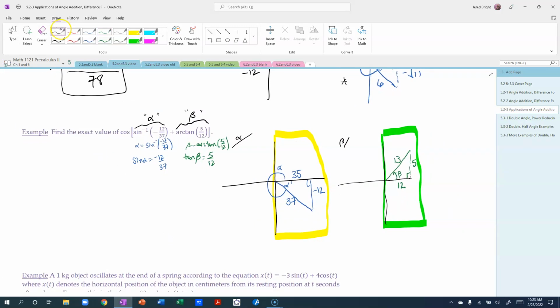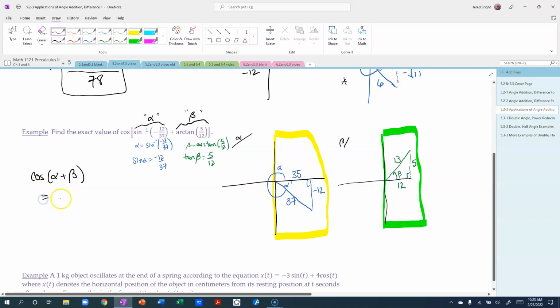So what I'm going to say is that cosine of alpha plus beta, where alpha is the sine inverse and beta is arctangent, would be, according to the angle addition formula, cosine alpha cosine beta minus sine alpha sine beta. So now I just run through and substitute information in. Cosine of alpha, 35 over 37.